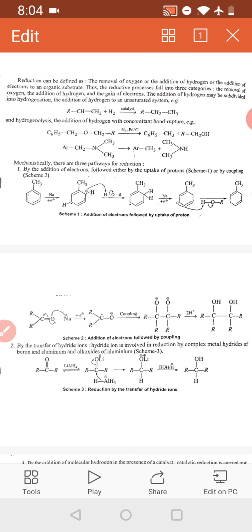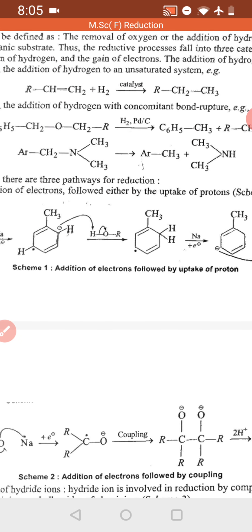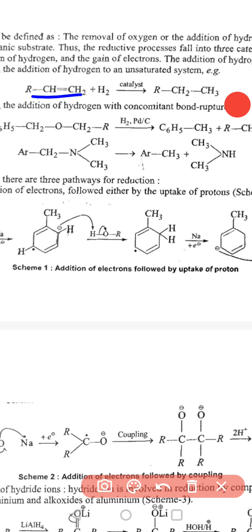Again, the addition of hydrogen can be subdivided into 2 processes. The one is hydrogenation. Hydrogenation is the addition of hydrogen to an unsaturated system. You can see the example here. यहाँ पे एक एल्कीन है. इस एल्कीन में हम हाइड्रोजन का एडिशन कर रहे हैं in presence of a catalyst and we are getting a saturated product. The second one is hydrogenolysis.